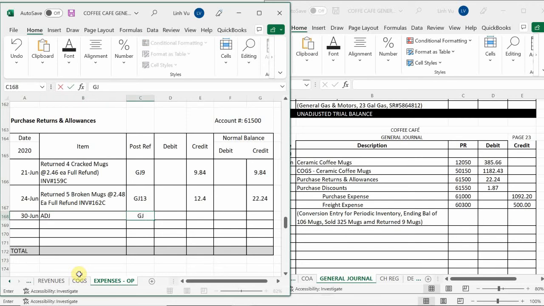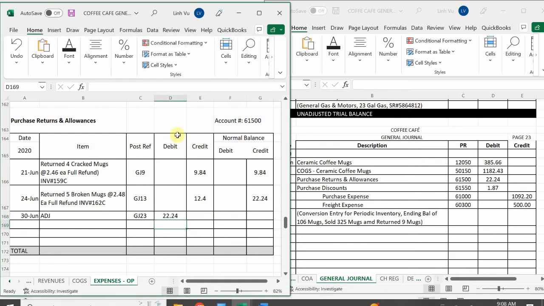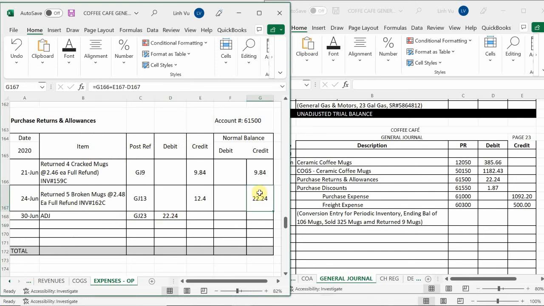Here, we are going to debit my account for $22.24. So therefore, I should have a zero balance, right? Because what I'm doing here is I'm closing out all of my purchases because I'm converting from periodic to inventory. So therefore, all of these purchases that I have here don't exist anymore.